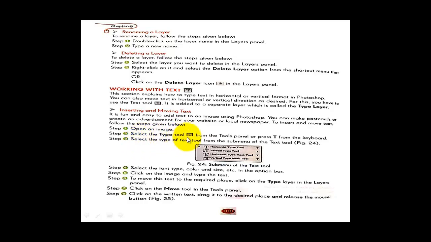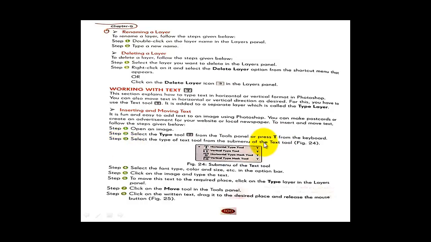Select the type tool. This is the symbol for the type tool from the tools panel, or press T from the keyboard. Keyboard shortcut: to select the type tool, you can click on this icon from the toolbox, or you can press T from the keyboard.